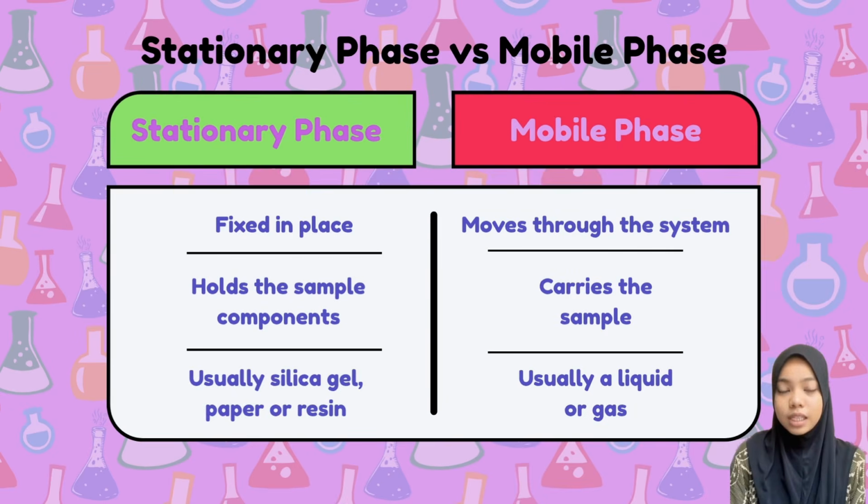The stationary phase is the part that remains fixed in place, such as silica gel or paper. It interacts with the sample components. The mobile phase is a liquid or gas that moves through the stationary phase, carrying the sample along. Together, these two phases make the separation process possible.